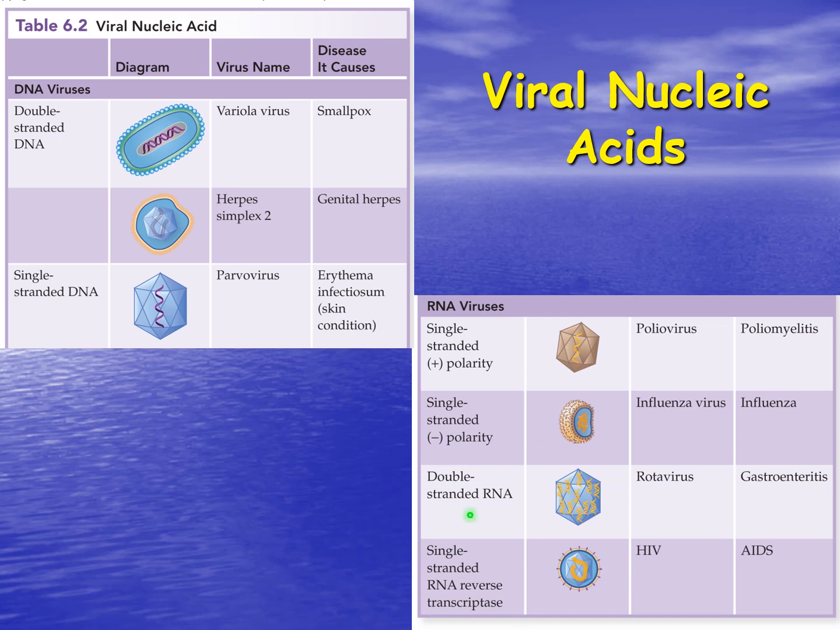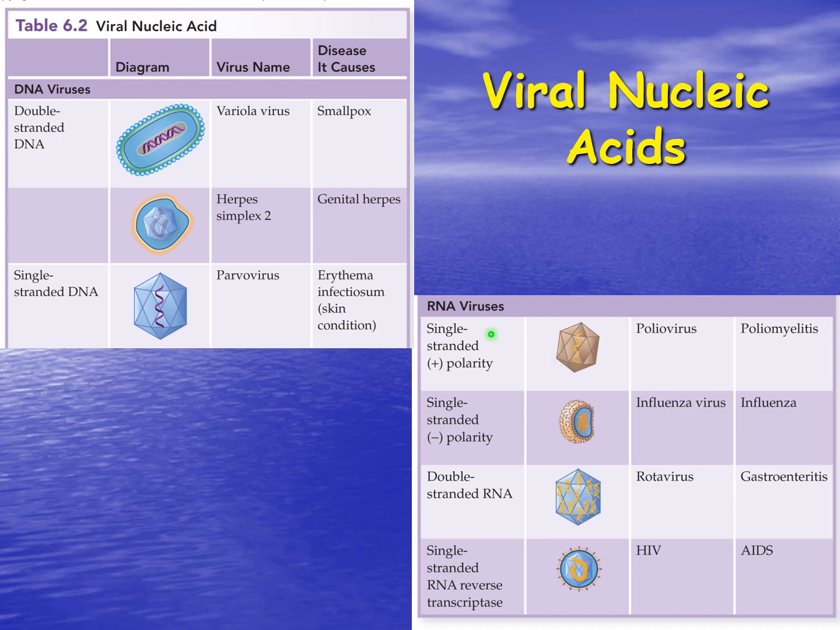So here we can see some differences. Double-stranded DNA carrying viruses, and a good example of this is the variola virus, or the virus that causes smallpox, and herpes simplex 2, which causes genital herpes. An example of a single-stranded DNA carrying virus is the parvovirus, and in humans this particular virus causes a skin condition called erythema infectiosum. This is not the same parvovirus, however, that causes an intestinal disease in animals.